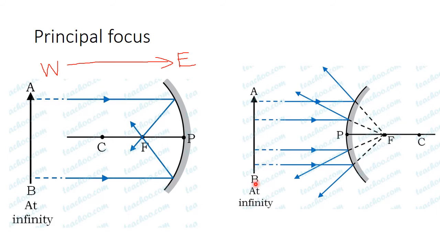The similar case for your convex mirror. Again, let us consider an object AB which is placed at infinity, that means very far away from this mirror. Fine. So let us consider the rays. These are the rays. Fine. They are moving parallel with respect to each other and they are moving parallel with respect to the principal axis. Fine.